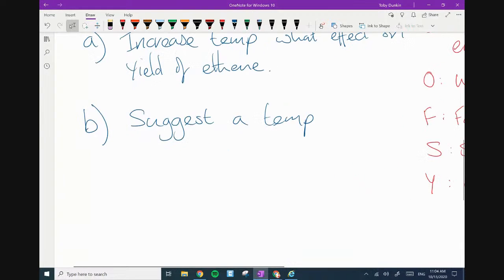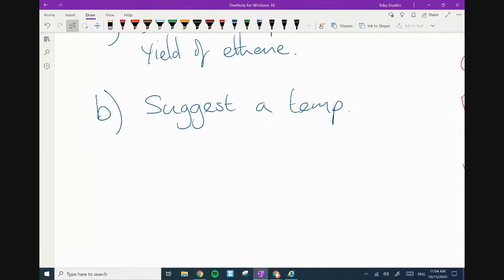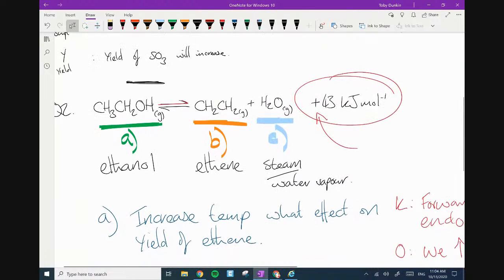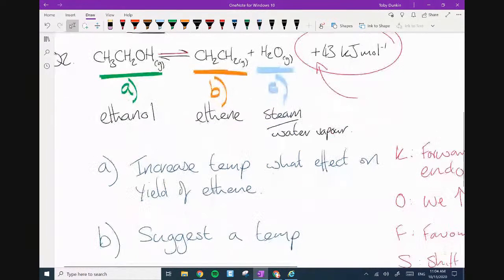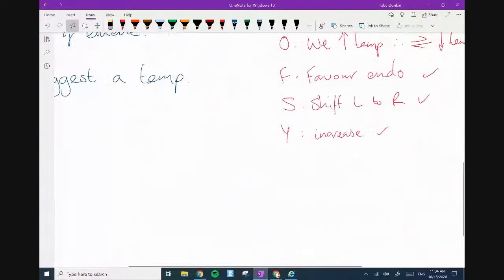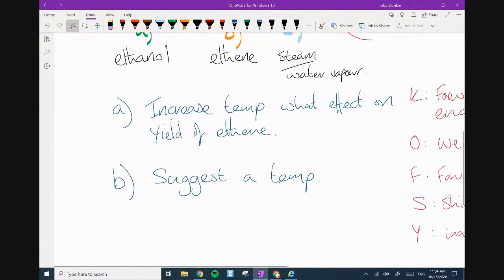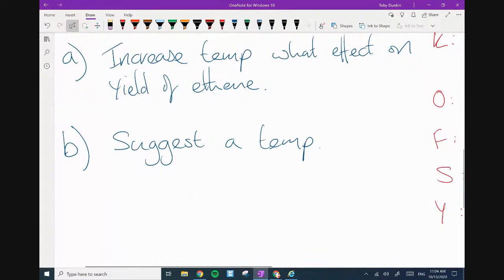Now, the next question was suggested temperature. It's always nice to talk about this. So, how about 1,000,000 degrees? That's a good idea, isn't it? Because it makes sense. Higher temperature means that we get a bigger yield. So, why not 1,000,000 degrees? Why is that a bad idea?